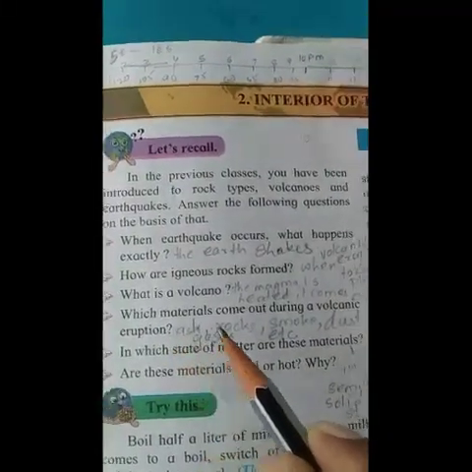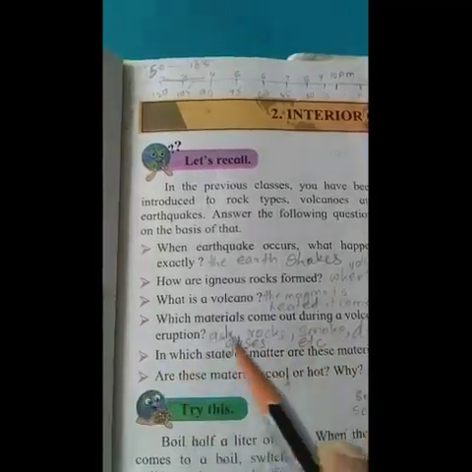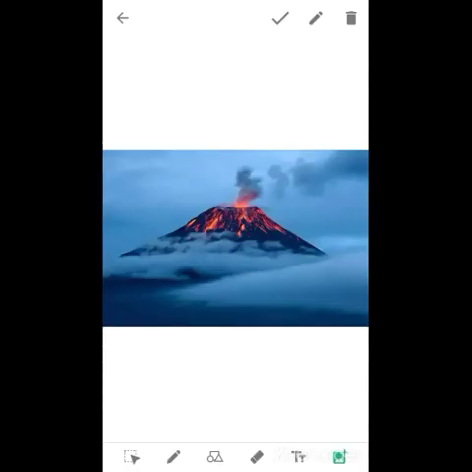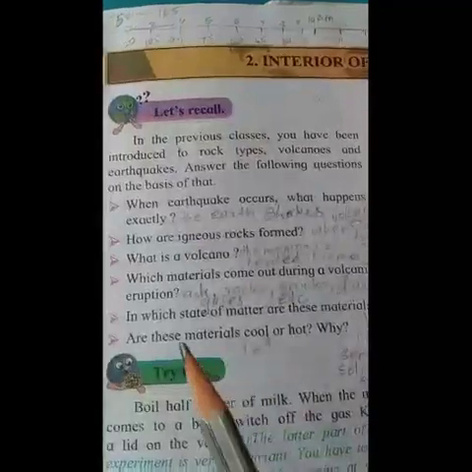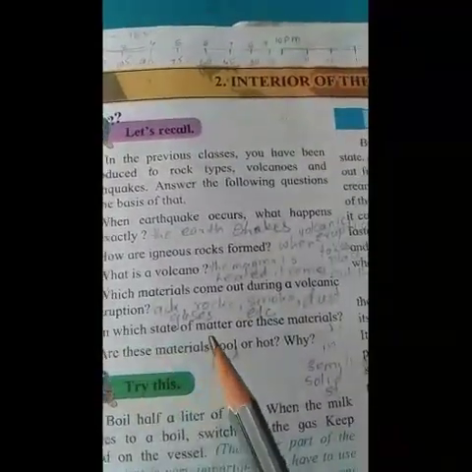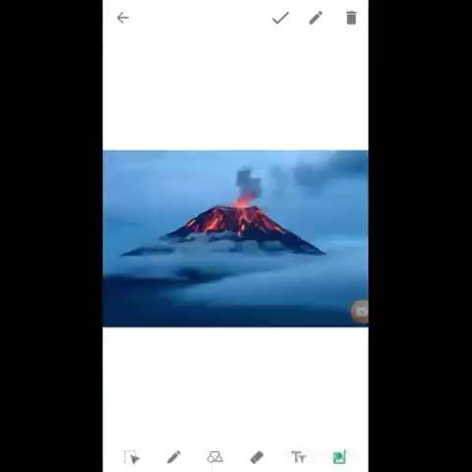Next question. Which materials come out during a volcanic eruption? During volcanic eruptions, ash, water vapor, various types of gases, hot and molten rocks in the form of lava, etc. are thrown out. Next question. In which state of matter are these materials? These materials are in a molten state. During volcanic eruptions, the materials come out like lava, gases, dust, ashes, etc. These materials are in a molten state.